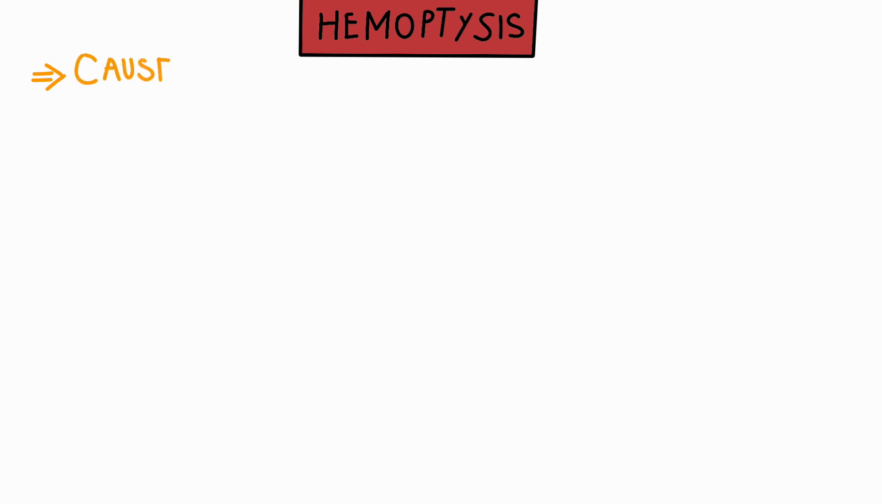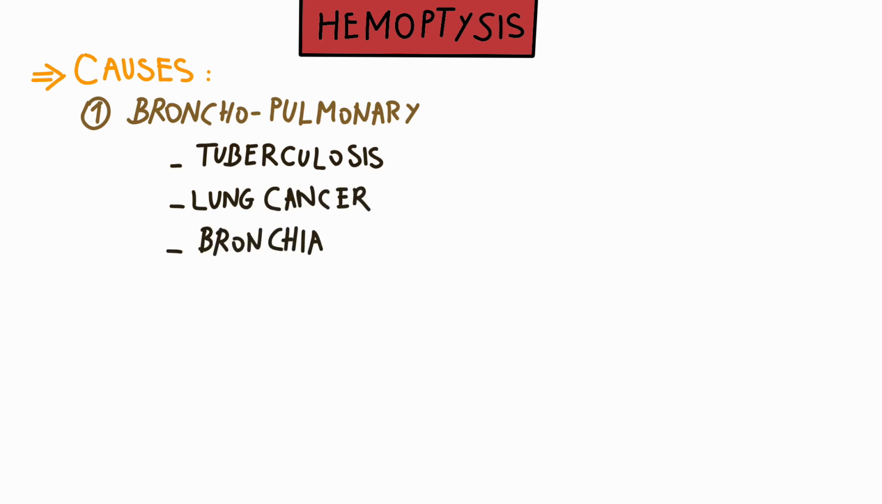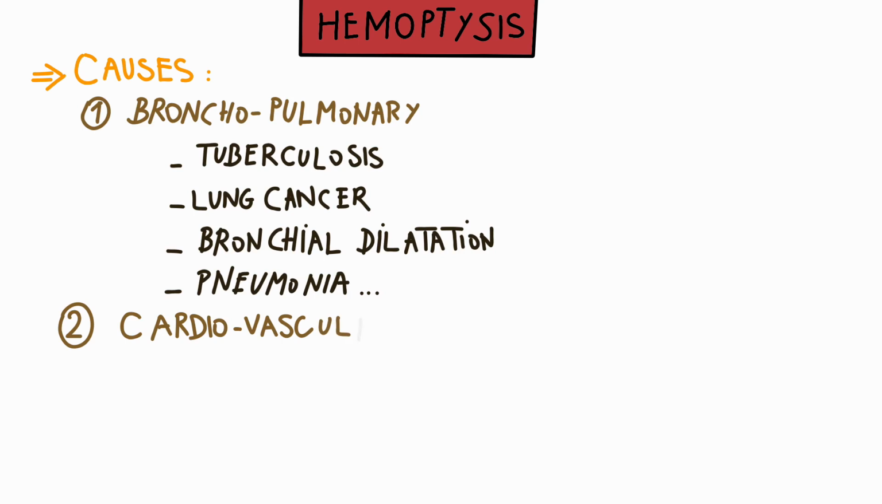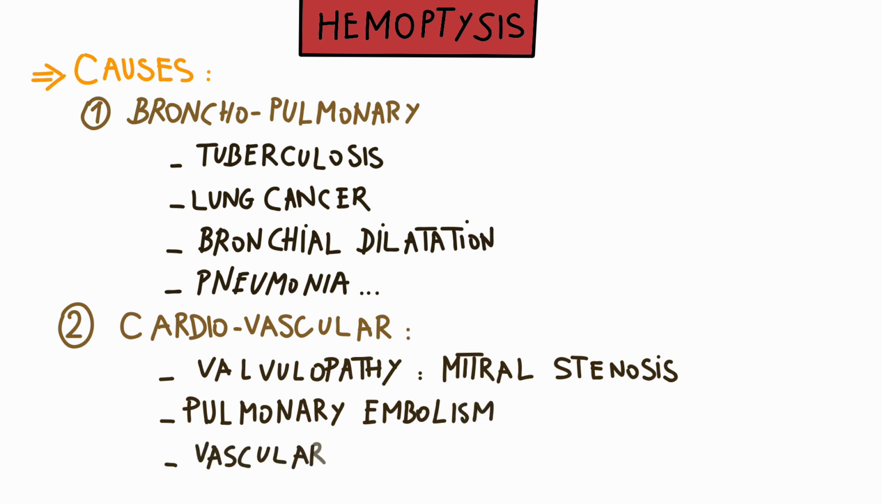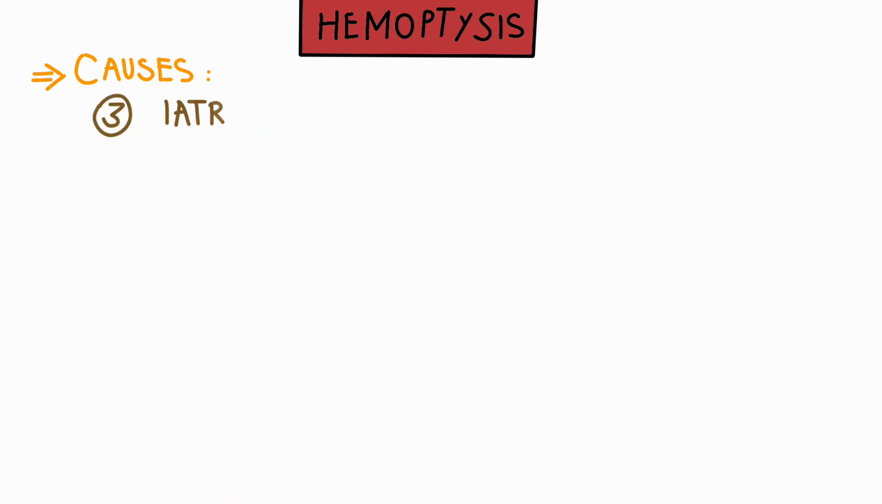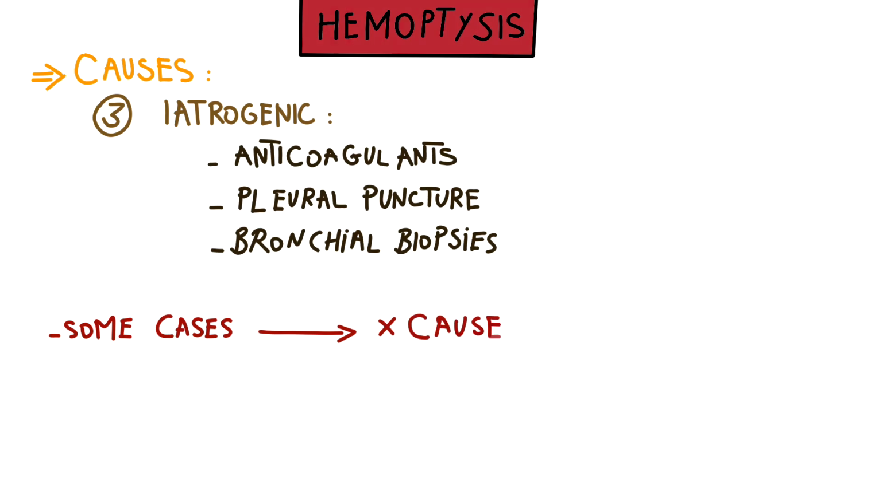The main causes of hemoptysis are bronchopulmonary. This includes pulmonary tuberculosis, lung cancer, bronchial dilatation, and pneumonia. Cardiovascular diseases can also be a cause. This includes valvulopathy like mitral stenosis, pulmonary embolism, and vascular malformations. In some cases, it can be the use of anticoagulants, a recent pleural puncture, or bronchial biopsy. And lastly, in some cases, no cause can be identified.